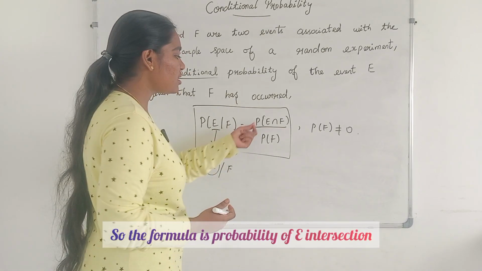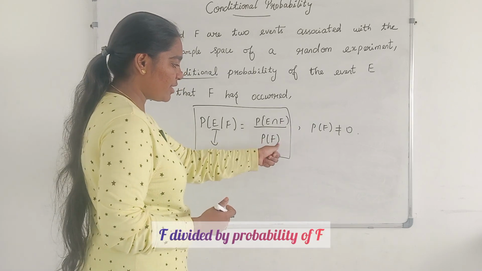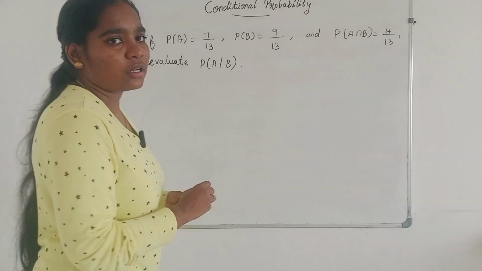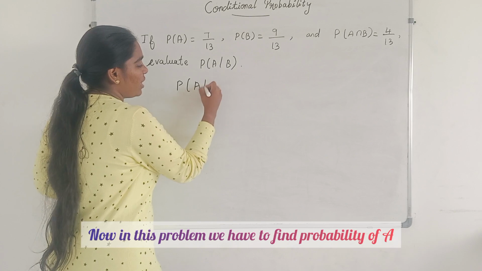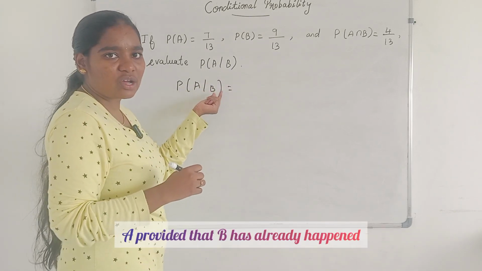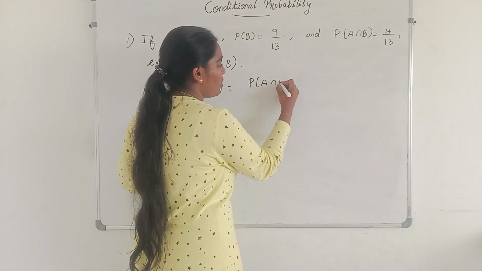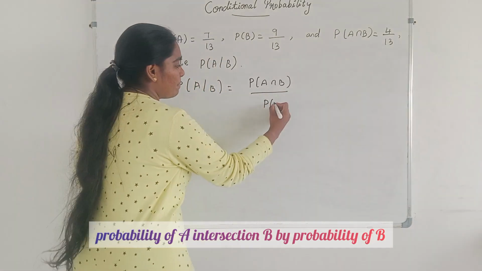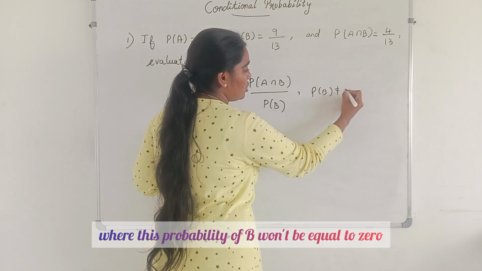So the formula is probability of E intersection F divided by probability of F, where this probability of F is not equal to 0. Now in this problem we have to find probability of A provided that B has already happened. So the conditional probability formula is probability of A intersection B by probability of B, where this probability of B won't be equal to 0.